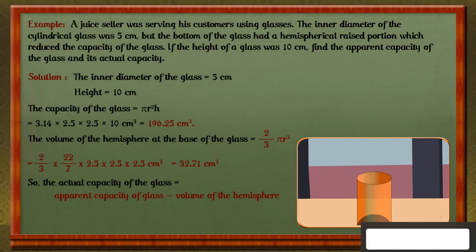So, the actual capacity of the glass is equal to the apparent capacity of the glass minus the volume of the hemisphere, which is equal to 196.25 minus 32.71 centimeter cube, which is equal to 163.54 centimeter cube.